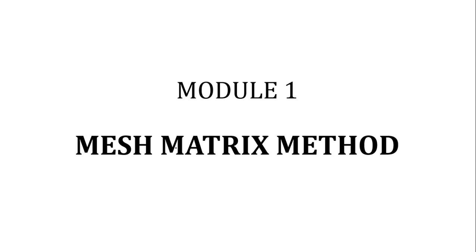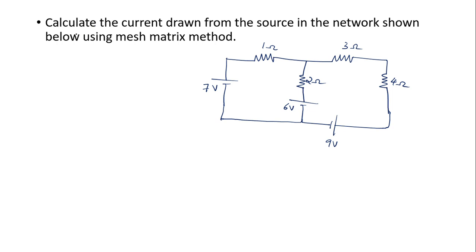Now, the mesh matrix method is similar to the mesh method which we have already studied. We already know how to solve problems using the mesh method, and this is a similar method, only we are going to solve the circuit in a matrix form. This is a circuit problem, so we can go directly onto it. You have to calculate the current drawn from the source in the network using the mesh matrix method.